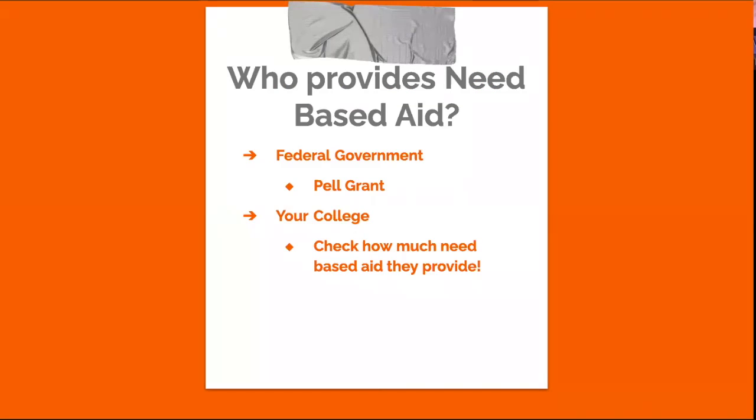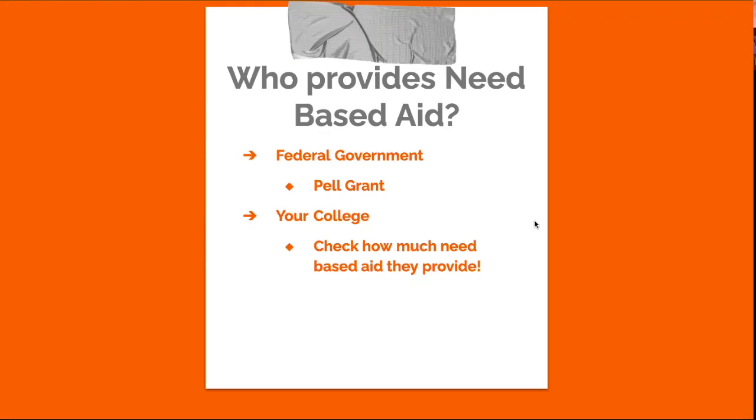So who provides need-based aid? There are two main avenues for you to receive need-based aid. The federal government is one, and that's where the FAFSA comes in. Depending on how much income your parents or guardians bring in, you'll receive a certain amount for the Pell Grant, which again we'll be discussing in a future video about the FAFSA. The other avenue is your college. Your colleges will take into consideration what the FAFSA and or the CSS profile suggests that your family can contribute.